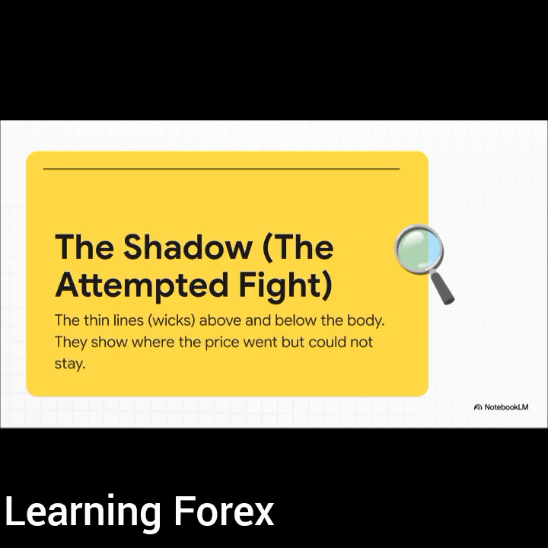And what about those thin little lines you see poking out? Those are called shadows, or sometimes wicks, and they tell a fascinating story of the losing side's failed attack. A really long shadow shows you that one side tried to push the price way out, but the other side just fought back like crazy and completely rejected that attempt.